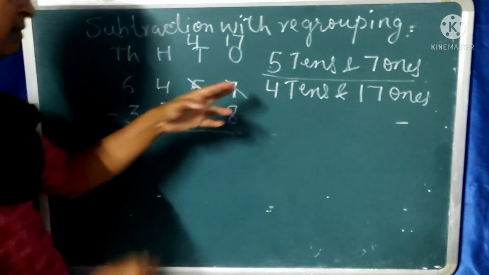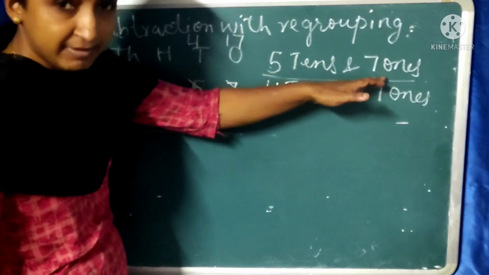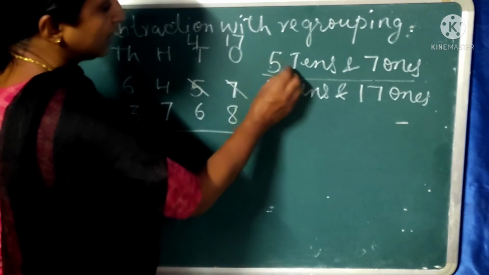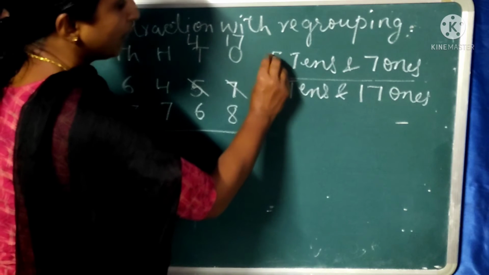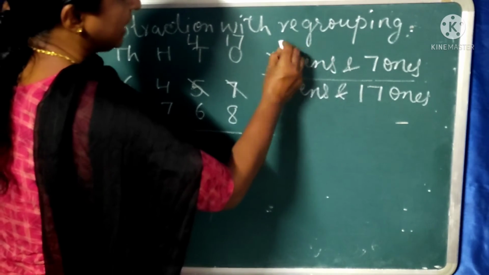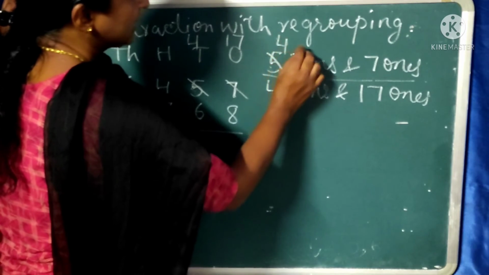That means here we had 5 tens and 7 ones. What we have done is take 1 ten from the 5 tens. So when we carry that 1 ten here, it will become 4 tens.